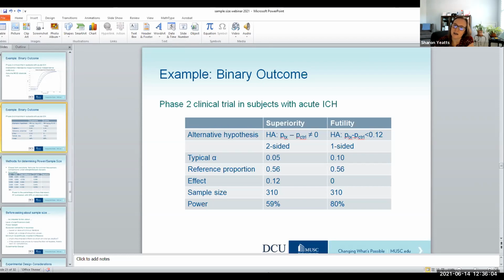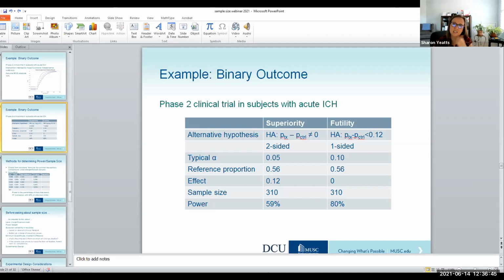Let's say the effect size that we want to detect with this alternative hypothesis is an absolute improvement of 12%. If I can afford 310 subjects, the sample size of 310 gives me only 59% power to detect this 12% effect size using this 2-sided alternative and alpha 0.05. You can say, well, what can I do about that? 12% is a perfectly meaningful effect size. In fact, it's probably bigger than what I would really like to see in phase 3.